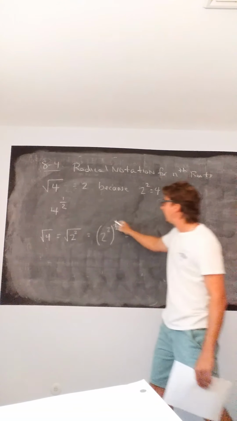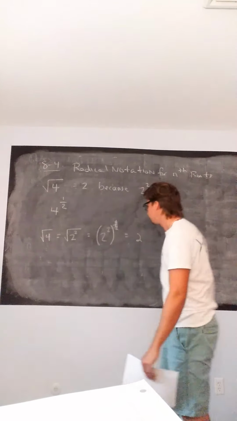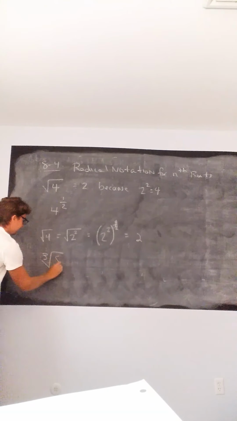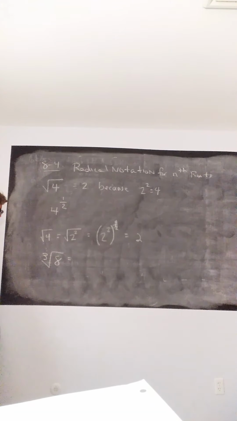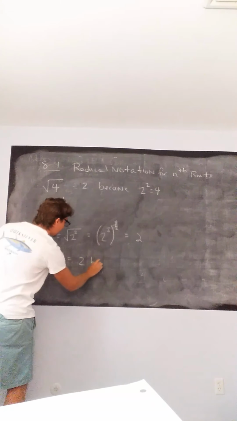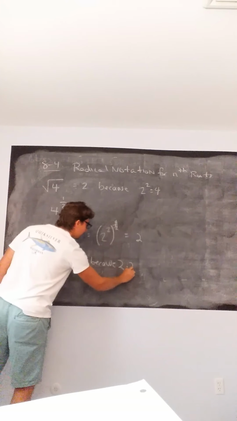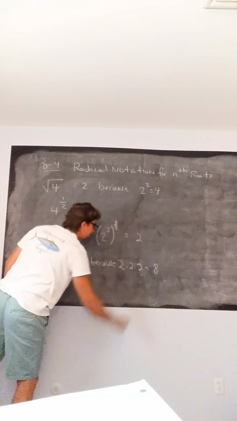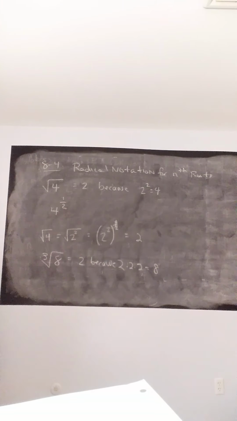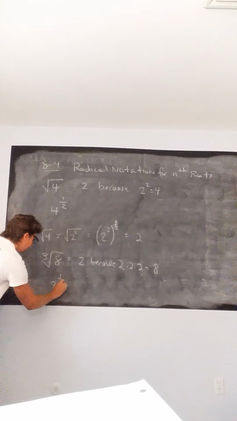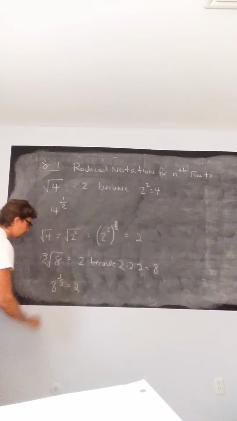So that's how we get the 1/2 power, right? We could say the same thing for, how about this, the cube root of 8. We know the cube root of 8 is 2 because 2 cubed, or 2 times 2 times 2, gives you 8, right? So what does this mean as a fractional exponent? This is 8 to the 1/3 power, and that's still 2, right?